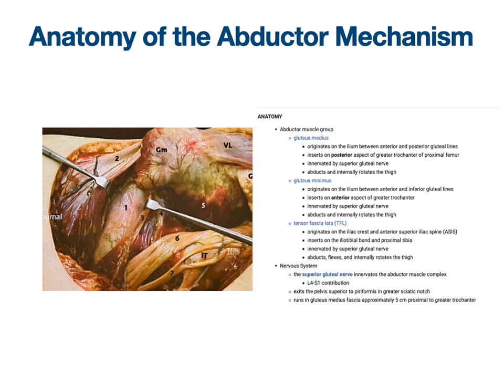The nerve exits the pelvis superior to the piriformis in the greater sciatic notch and runs in the gluteus medius fascia approximately 5 cm proximal to the greater trochanter.